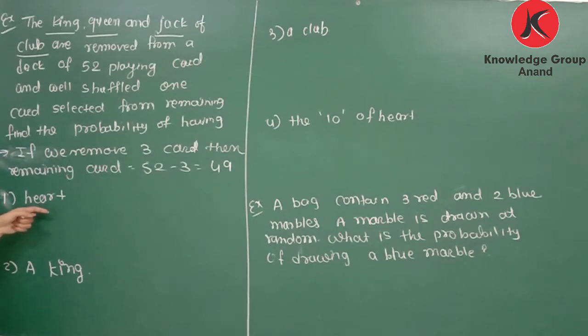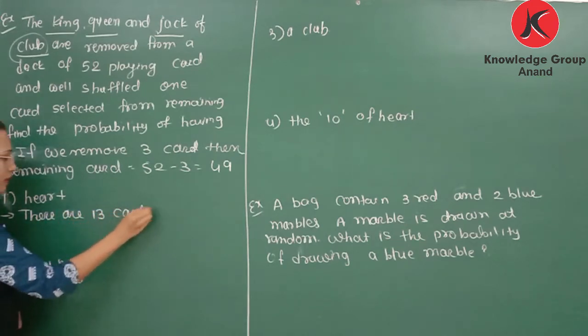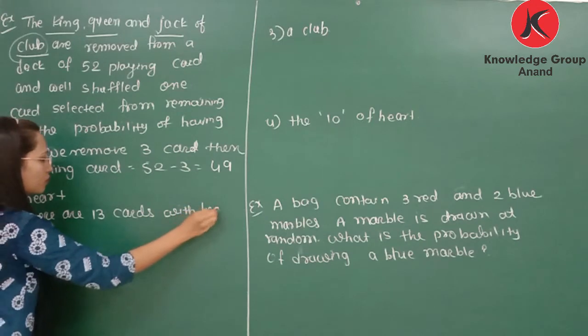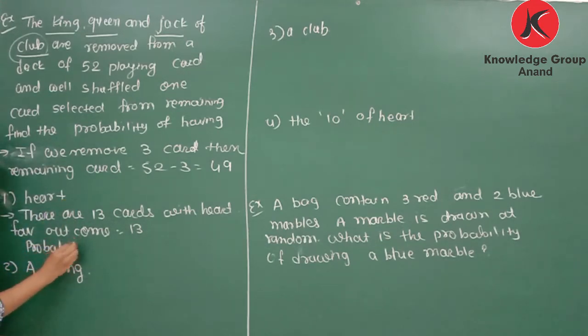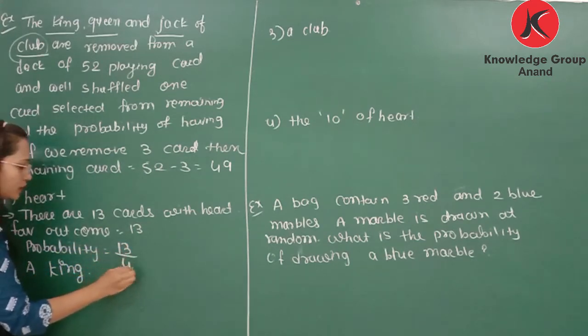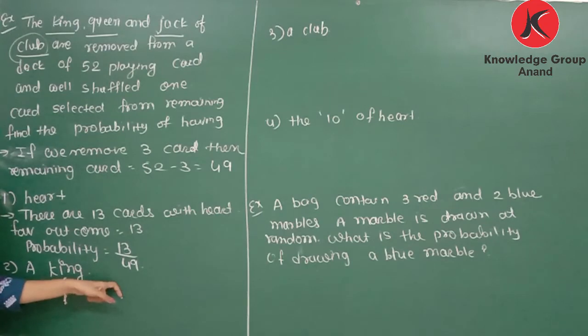Heart. Now how many cards are there of heart? We are only removing the cards of club, not the cards of heart. So there are 13 cards of heart. So we can write there are 13 cards with heart. So favorable outcome is 13. Total outcome is 49. So probability is equal to 13 by 49. So this is our probability.